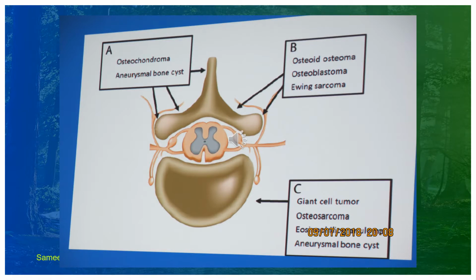Tumors that involve the bone can involve the anterior elements of the spine, like giant cell tumor, osteosarcoma, eosinophilic granuloma, and ABC, or aneurysmal bone cyst. They have a predilection for vertebral body involvement, while osteoid osteoma, osteoblastoma, Ewing sarcoma, osteochondroma, and again aneurysmal bone cyst have a predilection for involvement of the posterior spine elements, that's to say the spinous process, the lamina, and the pedicles.